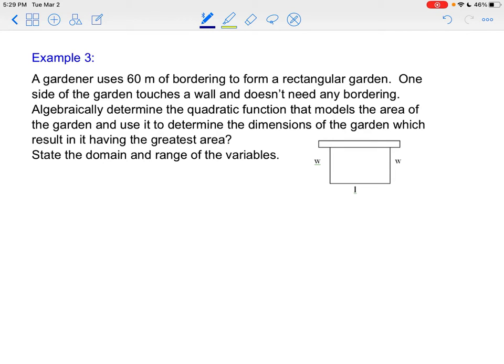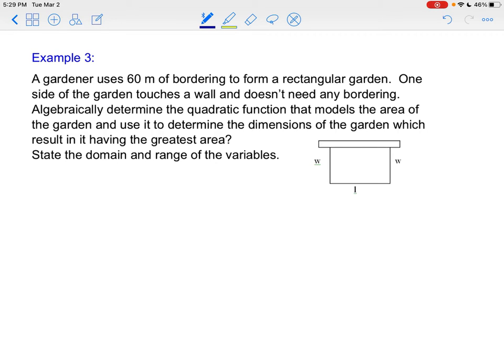Okay, this is example 3 in section 3.3. It's another max-min word problem. This one deals with area. So it says a gardener uses 60 meters of bordering to form a rectangular garden. One side of the garden touches a wall and doesn't need any bordering. Algebraically determine the quadratic function that models the area of the garden and use it to determine the dimensions of the garden which result in having the greatest area, and state the domain and range of the variables.